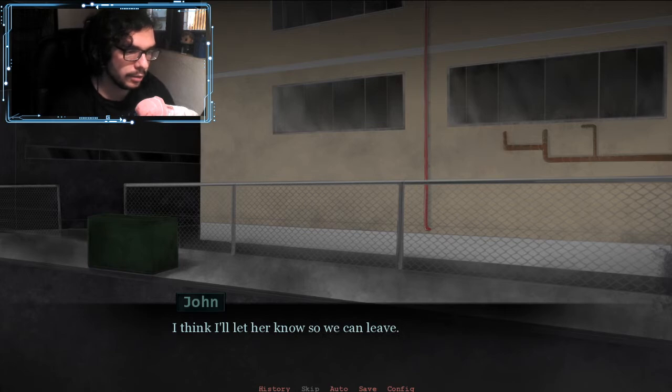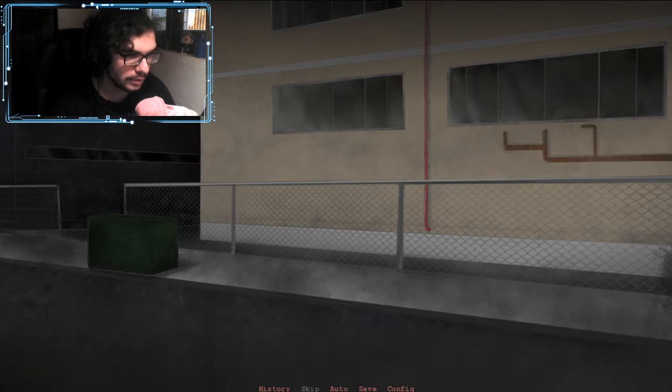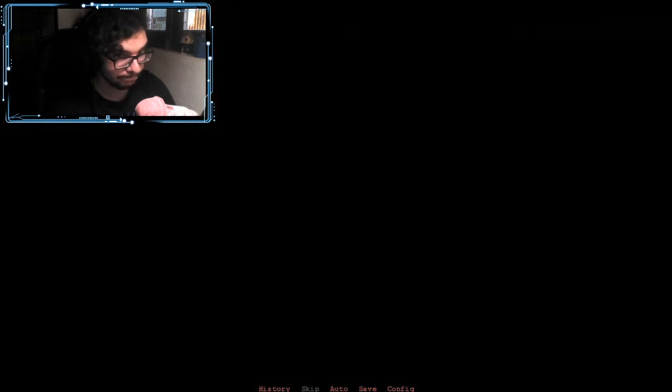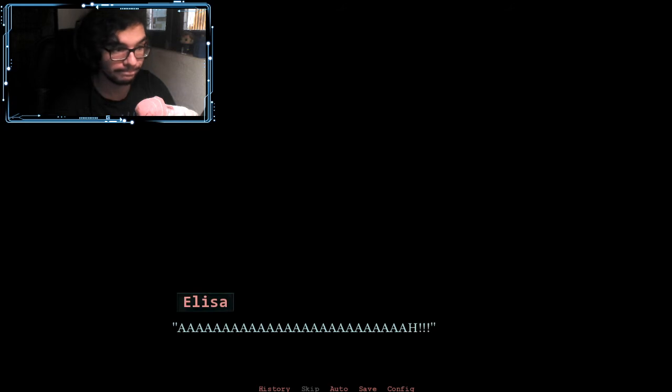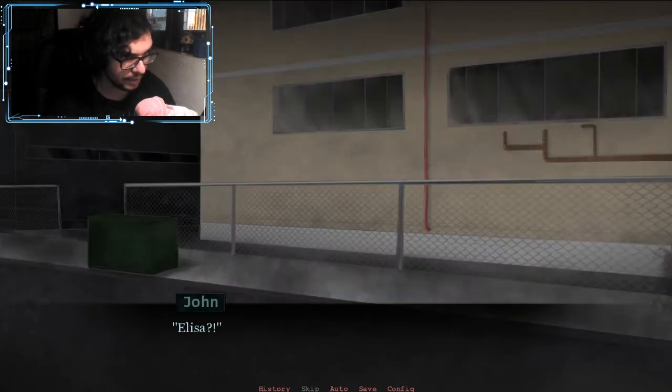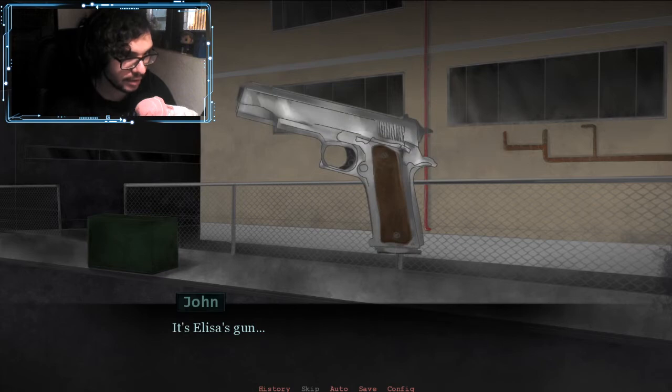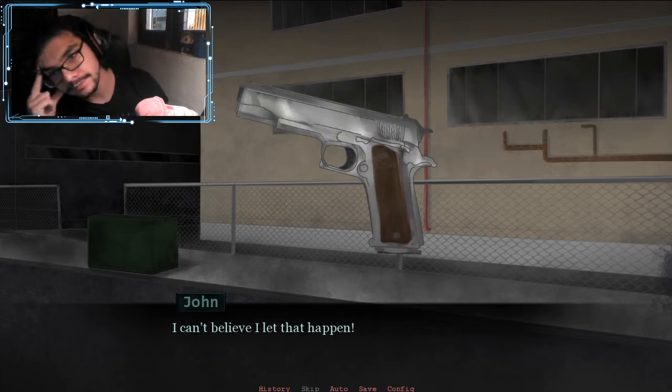I think I'll let her know so we can leave. No, it's better to let her control the situation. It's Eliza, she's strong. It's Eliza, she's dead! Very dead! Eliza? Damn it, I can't believe I slept. I have to run, I have to find her. What's that? It's Eliza's gun. I can't believe I let that happen. Oh, goddamn it.